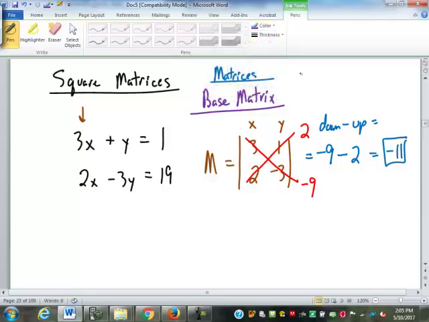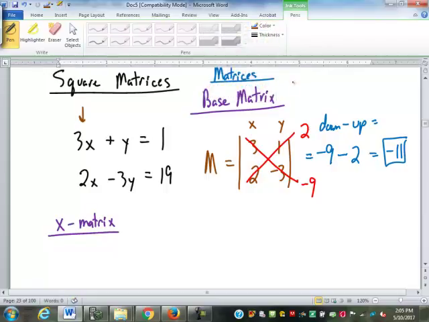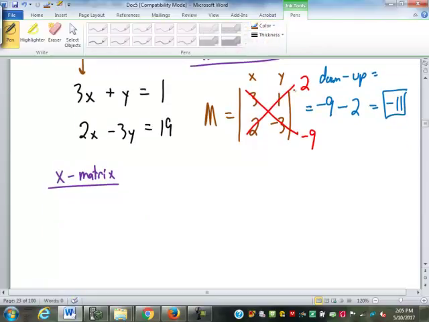Now then, there's two other matrices we want to define. We want to define the X matrix. Now, the X matrix might be viewed as a little bit of an ironic name because the X matrix actually excludes the X variable. So we're going to abbreviate M with a little X by it, MX. And in this matrix, instead of the X variables, we're going to replace it with the constants. So instead of the 3 and the 2, we're going to use the 1 and the 19 in the first column. The second column is still the y coefficients, so that's still positive 1 and negative 3.